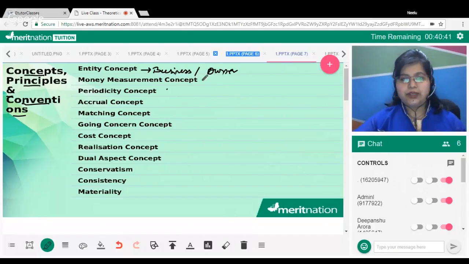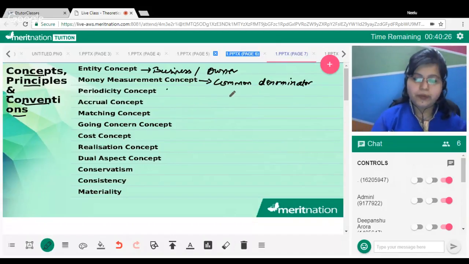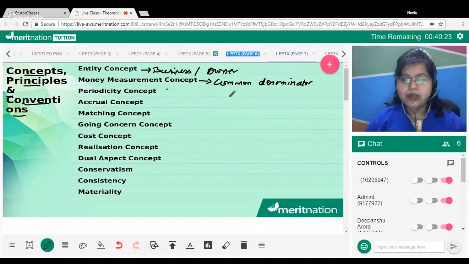Money measurement concept. This says that everything has to be measured in terms of a common denominator of money. Common denominator basically means unless and until everything has been converted into money form, you cannot expect to make meaningful conclusions or get your results or anything.